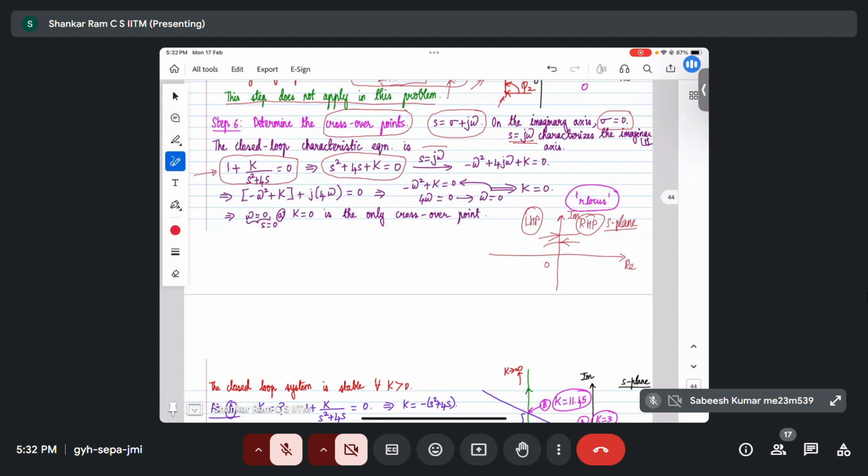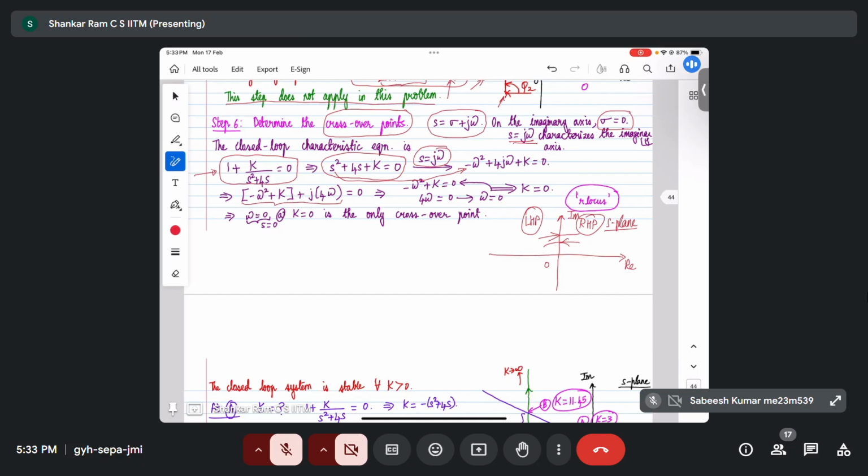So we substitute s equals j omega. When we substitute s equals j omega, s squared becomes minus omega squared. Why did we get minus omega squared? j squared omega squared, and j squared is minus 1. So that's how we got minus omega squared. Then we had plus 4j omega plus k. If we rearrange, we get this. We combine the real part and the imaginary part.